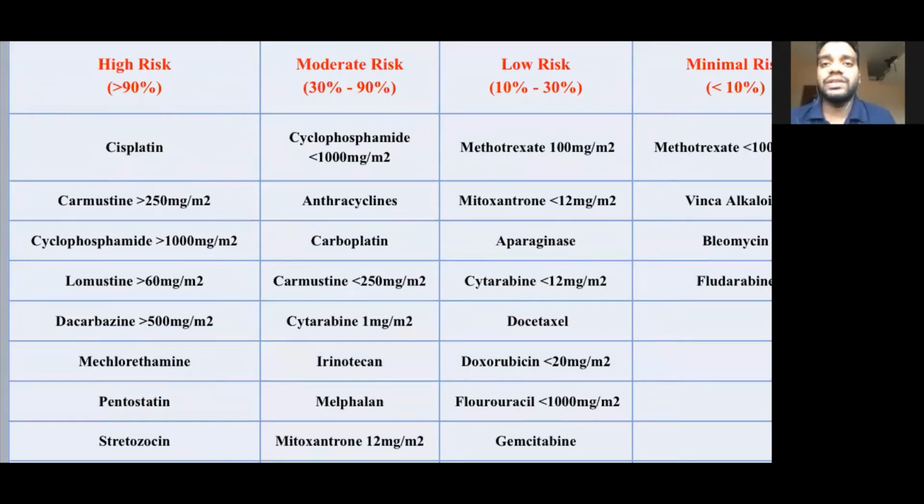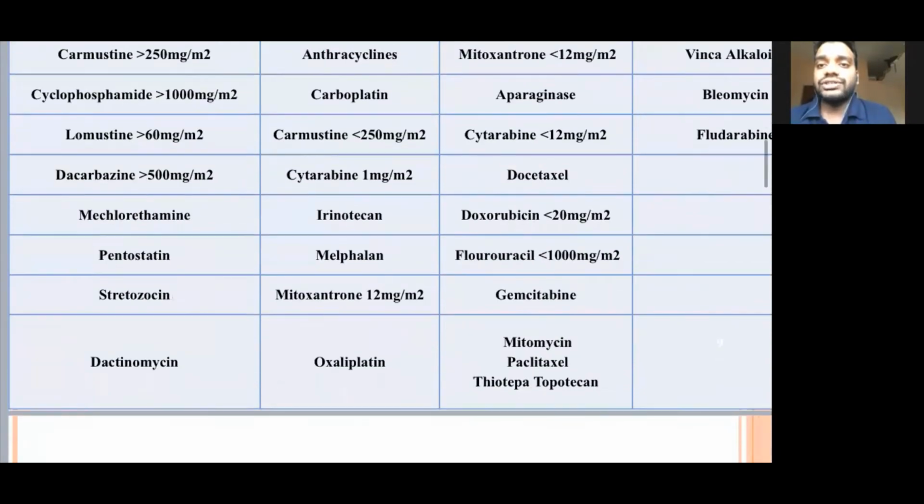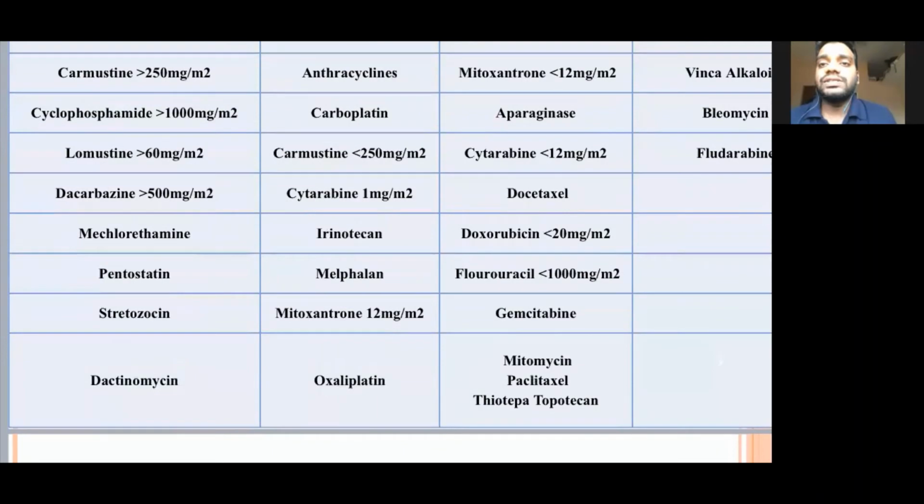In the moderate risk, you can see cyclophosphamide. If you are using it at less than 100 milligram per meter square, that's a moderate risk. But if you are using cyclophosphamide at greater than 1,000 or 1 gram per meter square, what is that? Aishwarya, if you are using cyclophosphamide greater than 1 gram per meter square, is that a high risk or moderate risk? High risk. Yes, high risk. If you are using more than 1 gram per meter square, that's a high risk. If you are using less than 1 gram per meter square, that's moderate risk. Even the anthracycline, carboplatin, cytarabine, irinotecan, melphalan, oxaliplatin. So these are moderate risk, okay.